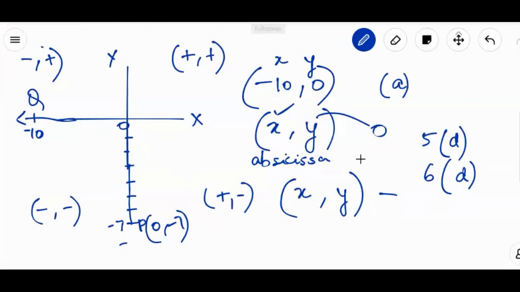Second and third, I'm sorry. It shouldn't be fourth. Second and third. The x part is minus. Second and third. All right. Then we take question number 7.